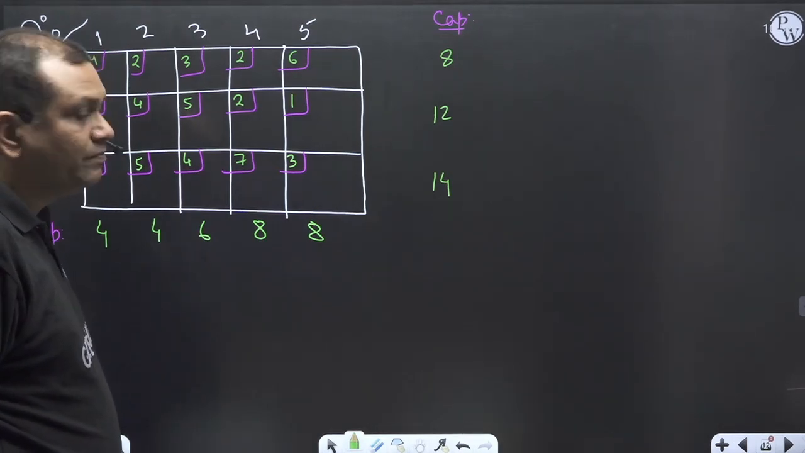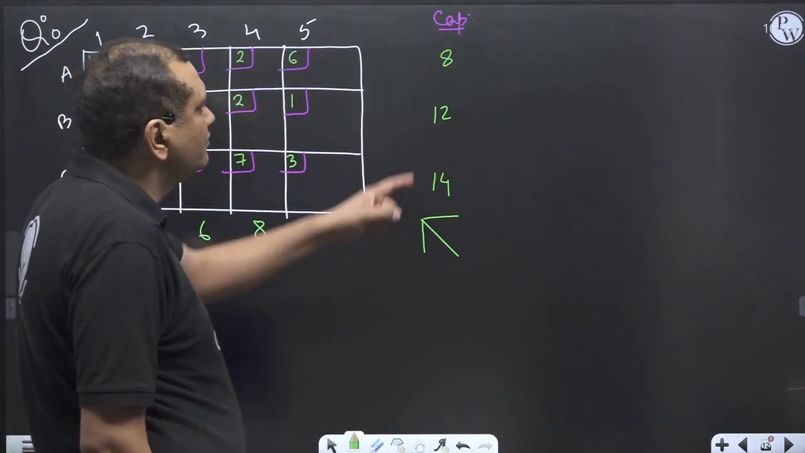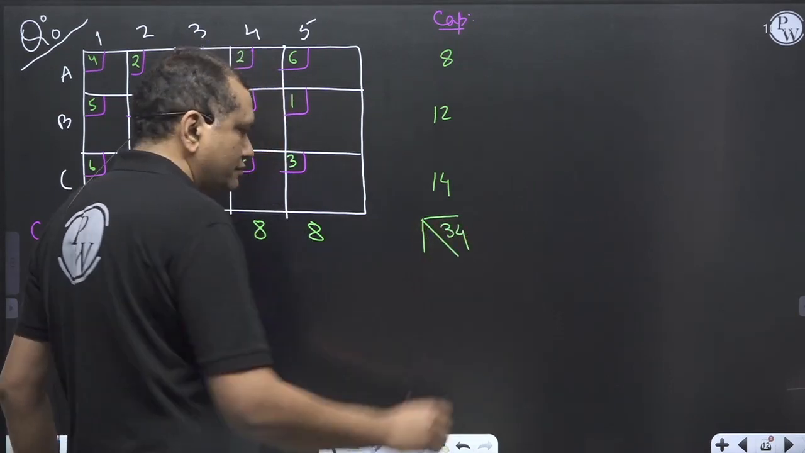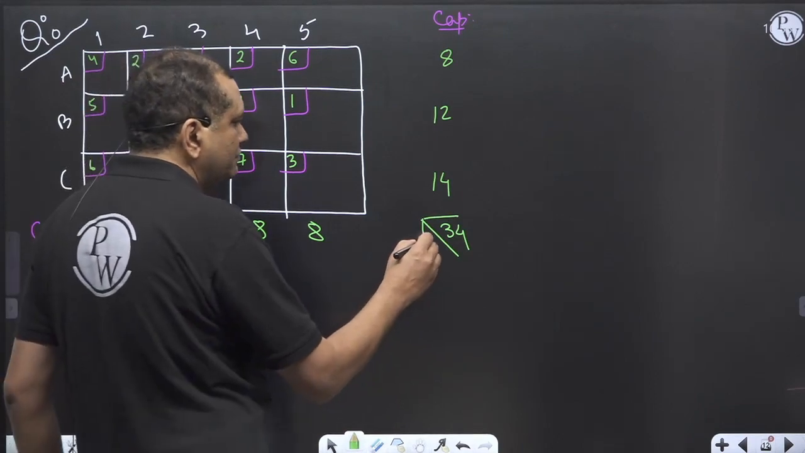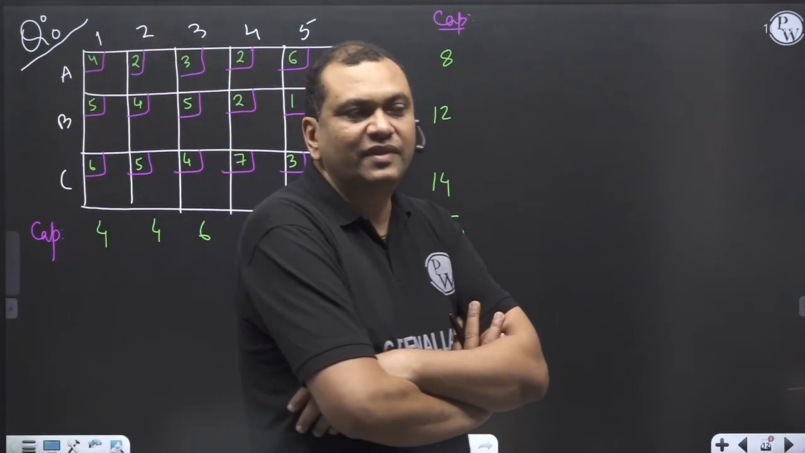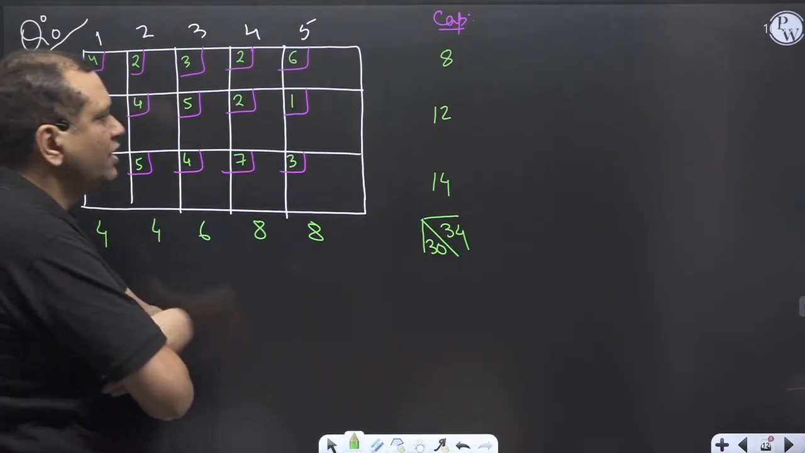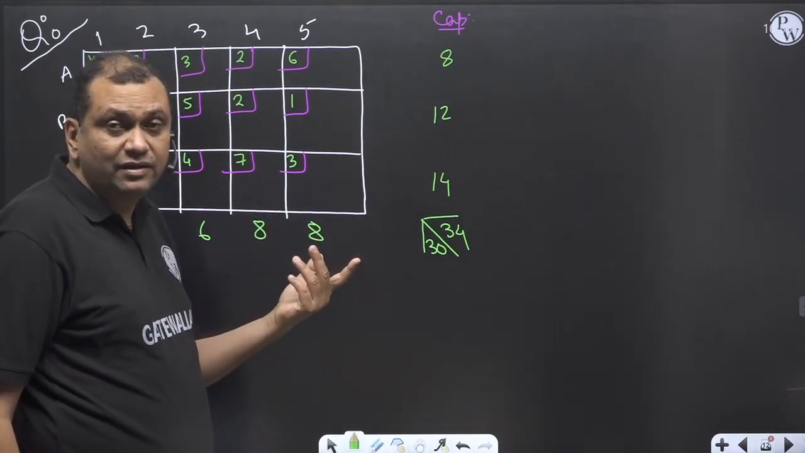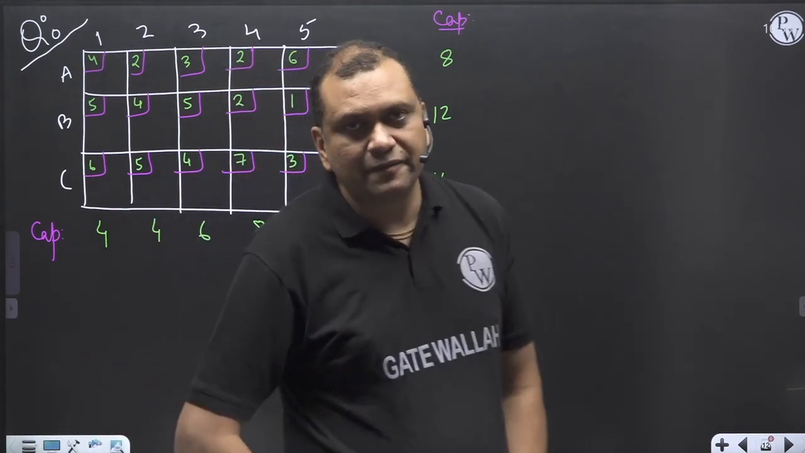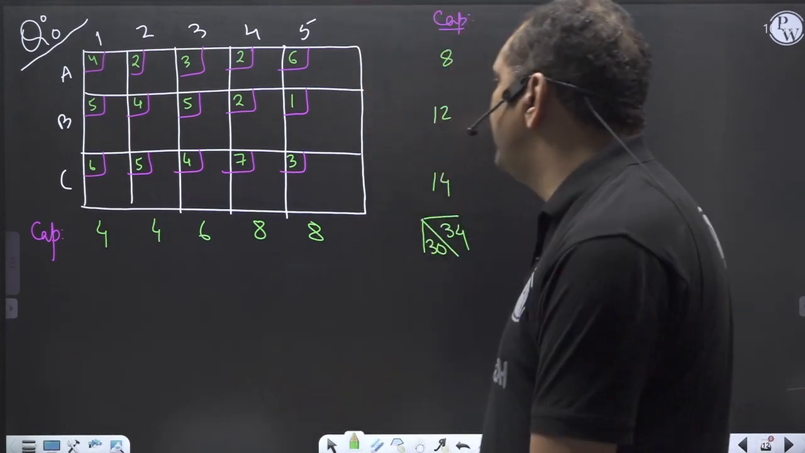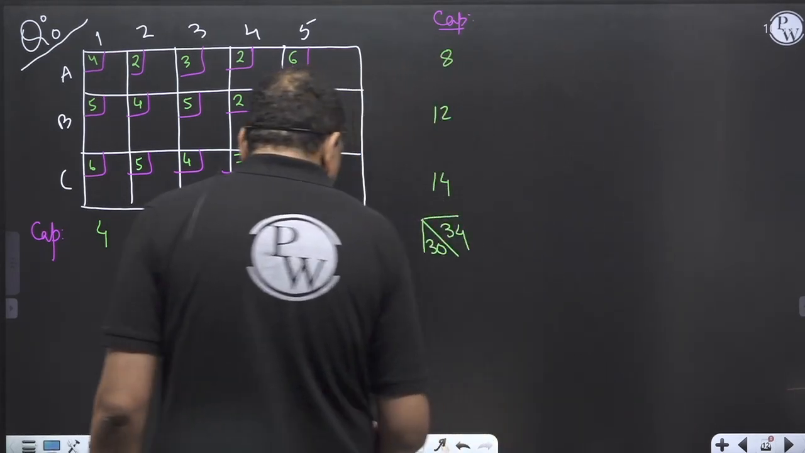So now first of all we have to see whether the transportation matrix is balanced. 8 plus 12 is 20, 34. And what is the column capacity? 4 plus 4 plus 6 plus 8 plus 8? 30. So in this problem what I am able to see is that my matrix is not balanced. Before going for Vogel's approximation method, my table should be a balanced one. So to make it balanced, what do we do?